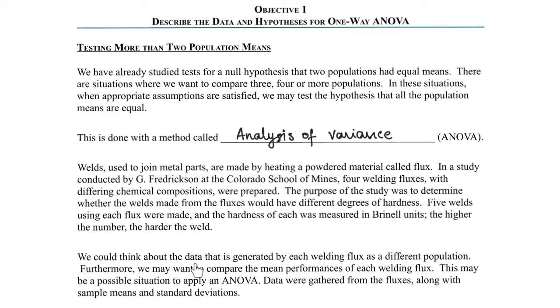We could think about the data that is generated by each welding flux as a different population. Furthermore, we may want to compare the mean performance of each welding flux. This may be a possible situation to apply an ANOVA, or analysis of variance. Data are gathered from the fluxes along with the sample means and standard deviations.